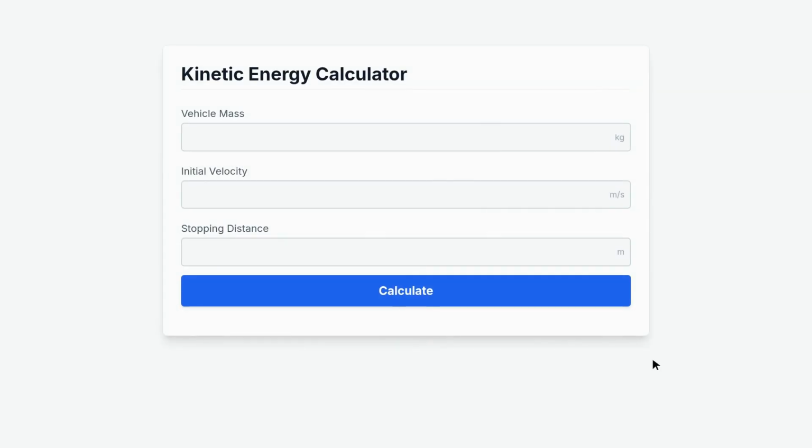Let's work through a realistic example. Consider a 1,500 kilogram vehicle traveling at 22 meters per second that comes to rest over 2.5 meters during a crash. Enter 1,500 for vehicle mass, 22 for initial velocity, and 2.5 for stopping distance.